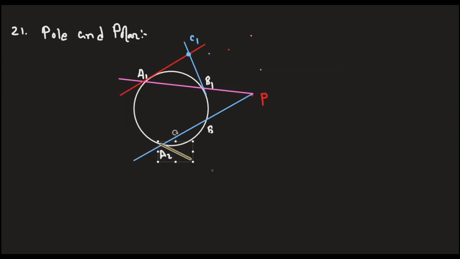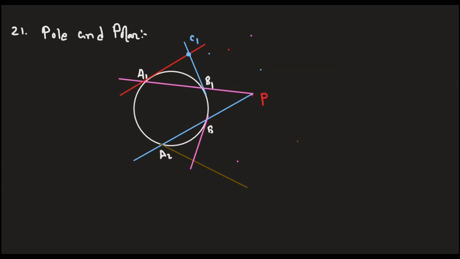Draw the tangent at the point A2 and draw one more tangent at the point B2, this one. So now if you draw the tangents, what you observe is that they will intersect at some point. This point I call the C2 point.